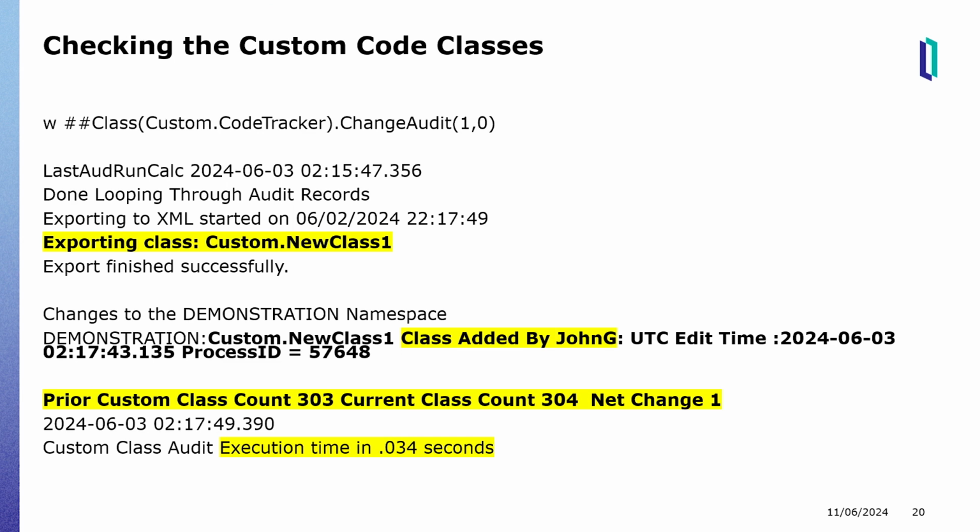When I run the change audit, it exports any changes. So I literally have a history and timestamp of all classes and all settings. Every time something gets changed, you get an alert: someone just changed this class at this time. This is what they did. In this case, the class was added, so it has a count. You now have 304 classes, right? The execution time on this is 0.034 seconds, right? So this is no time at all.